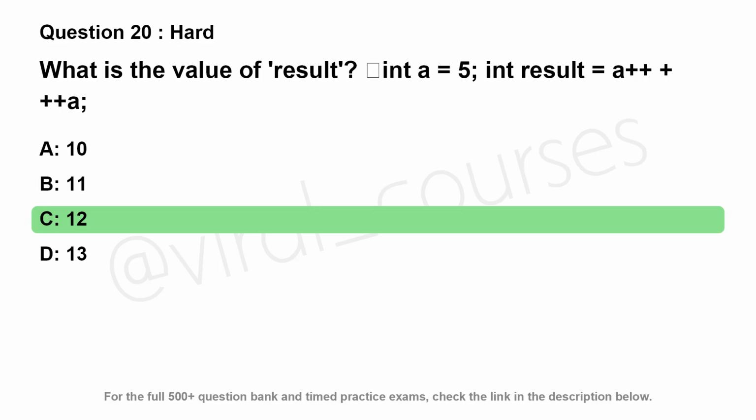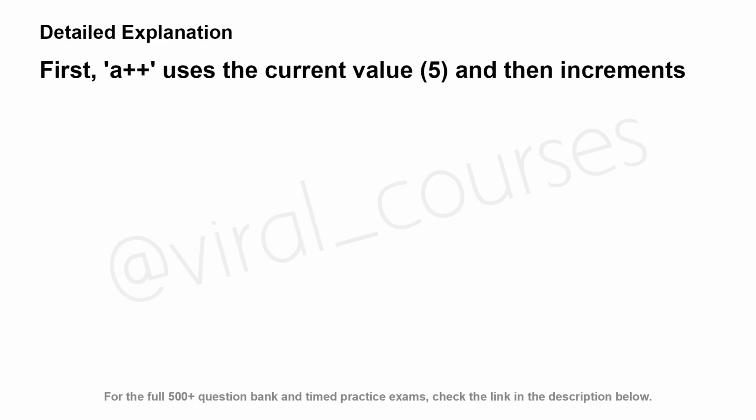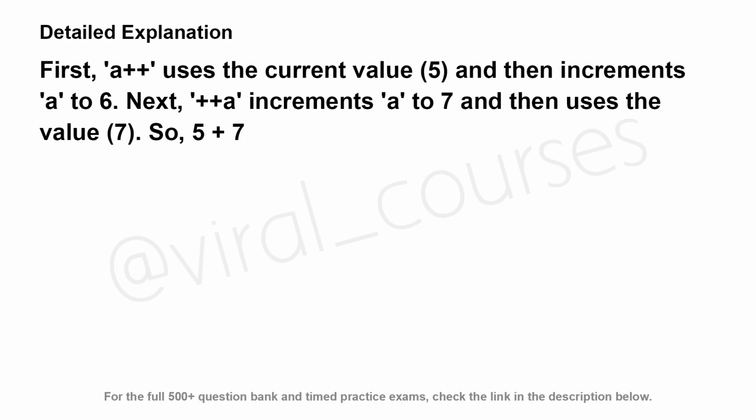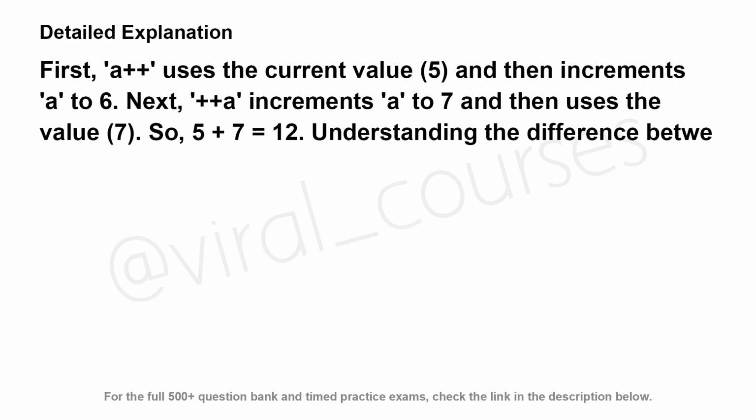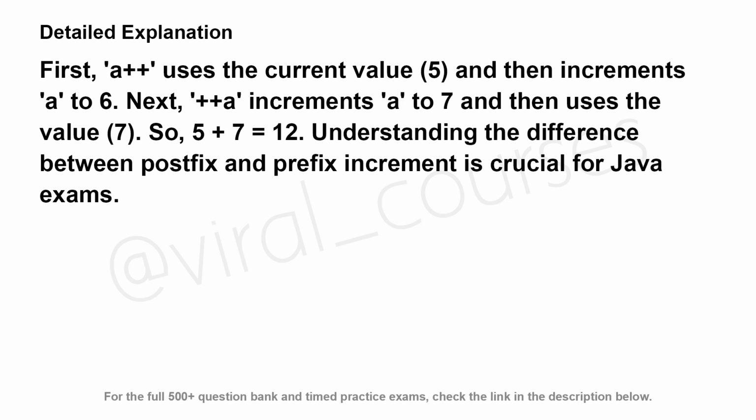The correct answer is C. First, a++ uses the current value, 5, and then increments a to 6. Next, ++a increments a to 7 and then uses the value 7. So, 5 plus 7 equals 12. Understanding the difference between postfix and prefix increment is crucial for Java exams.